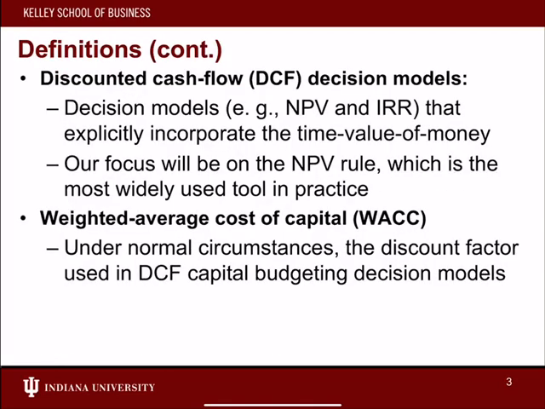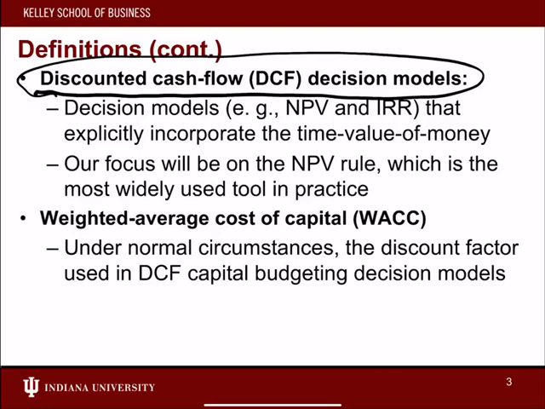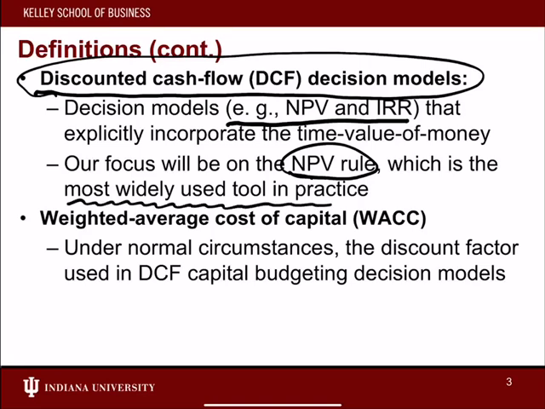So the main decision model for this is the discounted cash flow model. You should be pretty well versed in discounted cash flow, and the discounted cash flow can be used for NPV and IRR. NPV is net present value, and IRR is the internal rate of return. For our class, we're going to focus on the NPV rule because this is basically what most people use in practice. So it's going to be the one you want to be most familiar with.